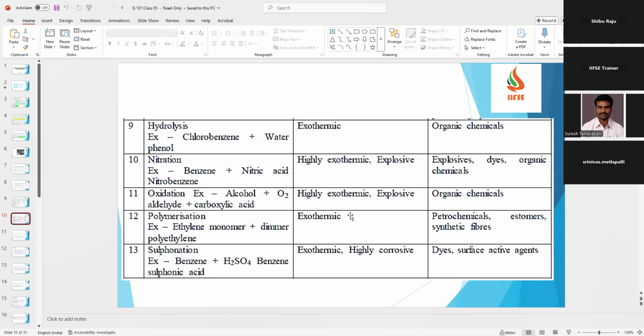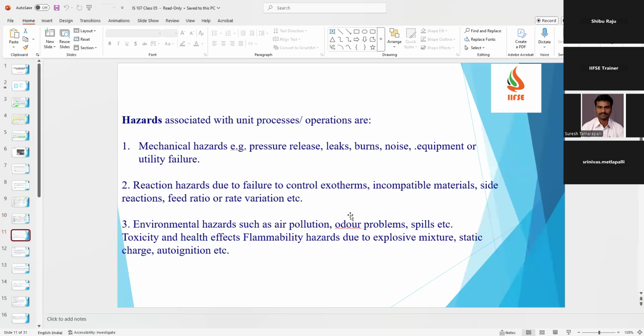Okay. These are a few more processes with those process hazards. Okay, you can refer to it later. Then hazards associated with these unit processes or operations are the mechanical hazards like pressure release, leaks, burns or noise, equipment or any utility failure.